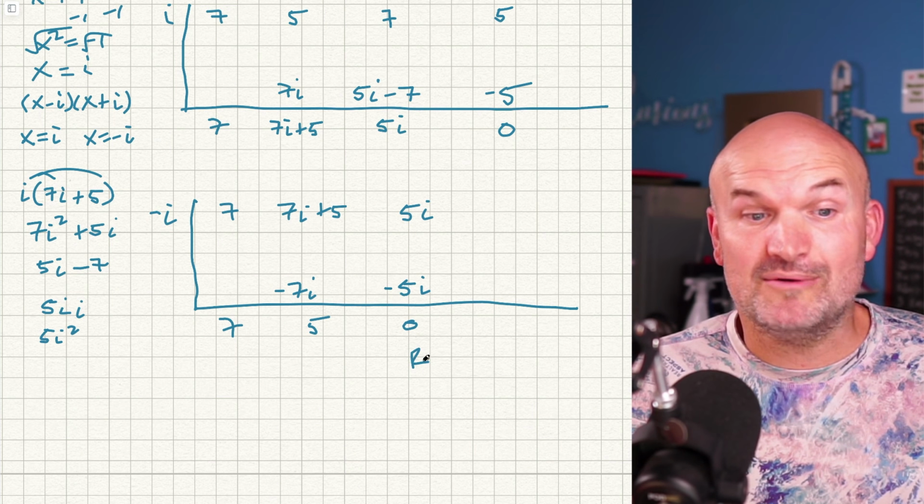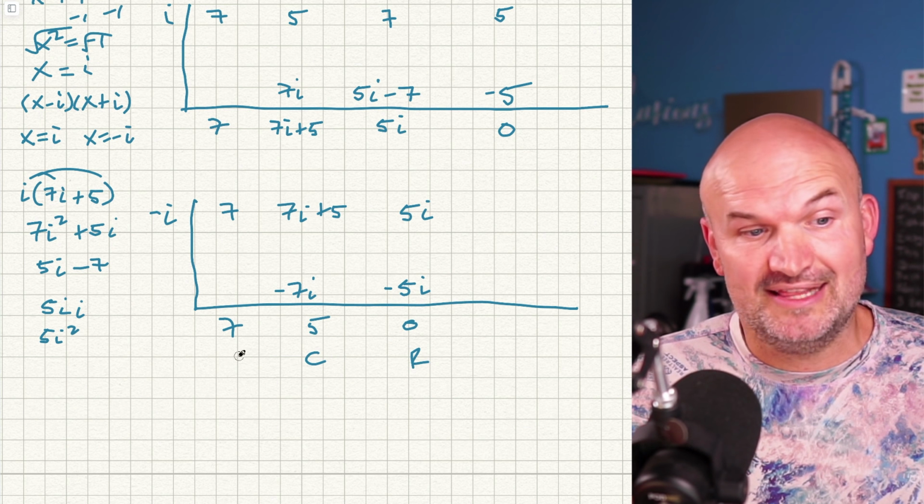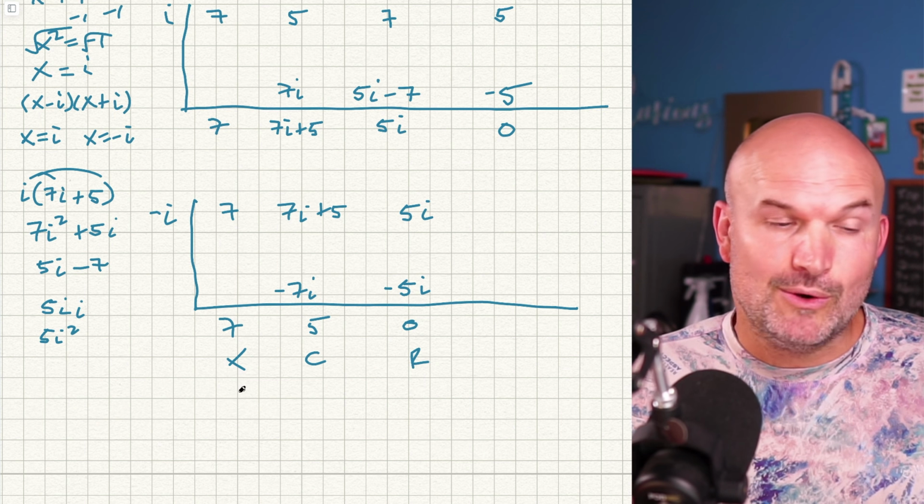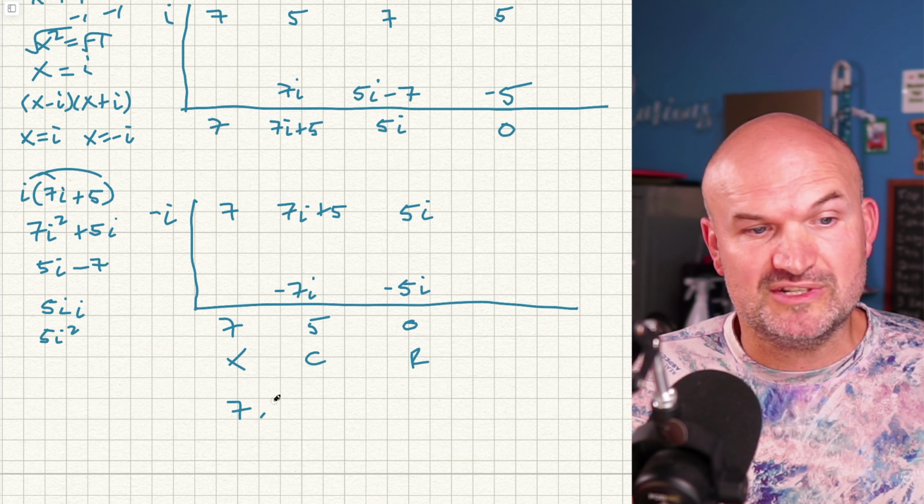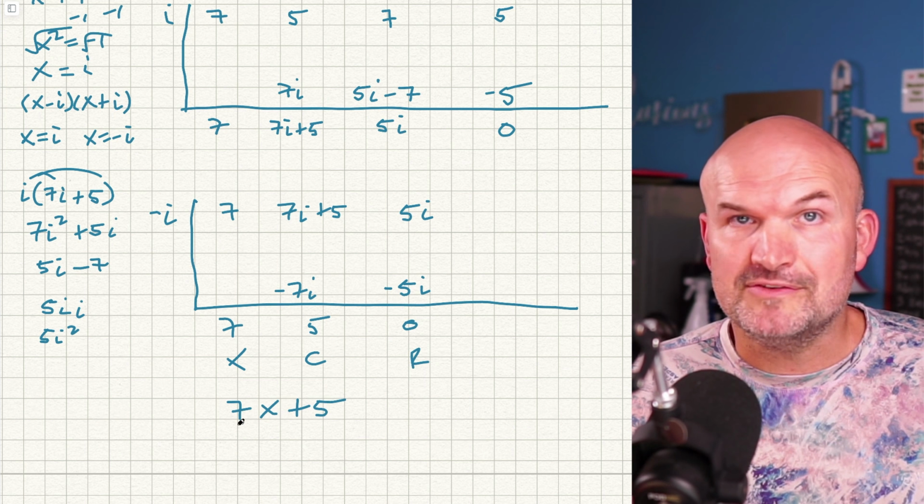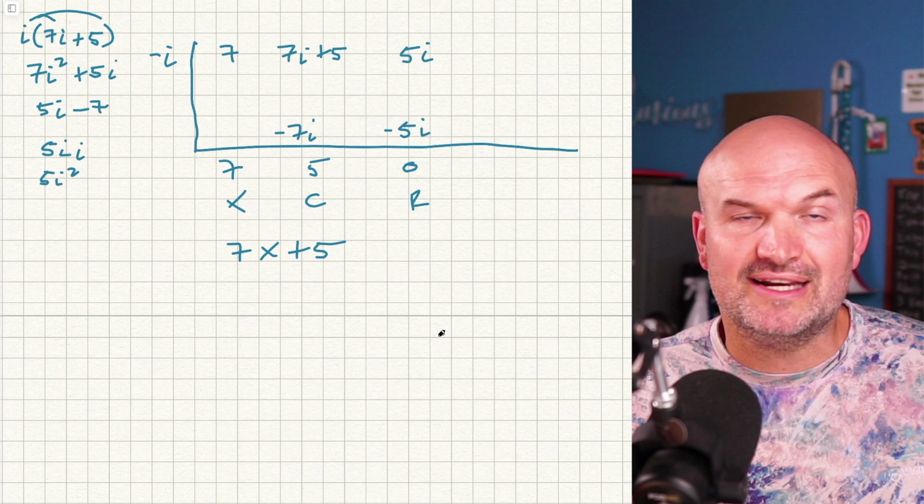So again, this is our remainder, this is our constant, and this is our coefficient of our linear. So our quotient for this example is going to be a 7x plus 5. So that is how you do synthetic division with long division.